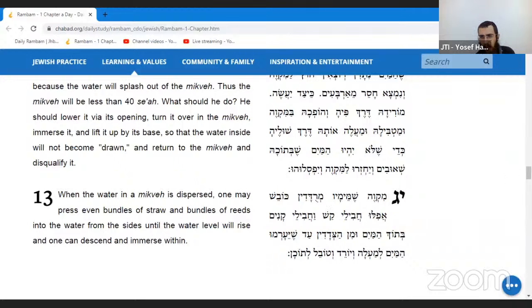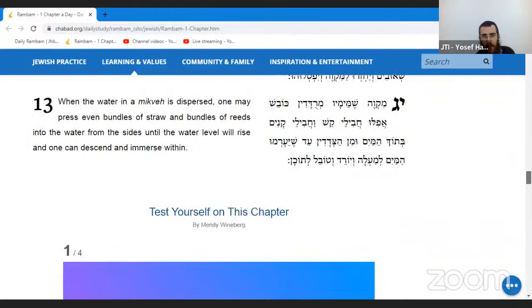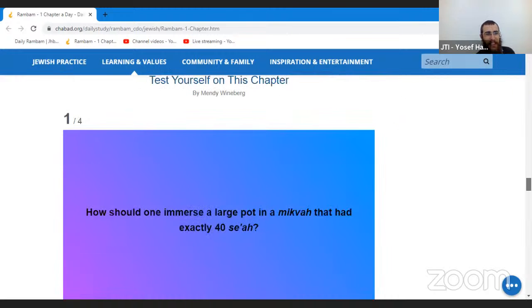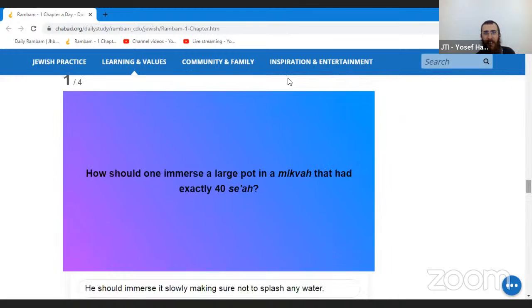Okay. I felt like I was about to say Kaddish over here because I was like, we always say, also this Mishnah. And now, time to test your knowledge.